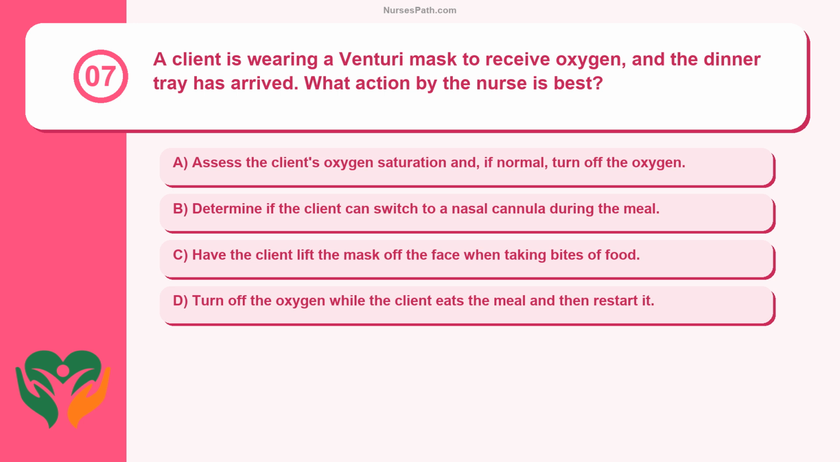Question 7. A client is wearing a Venturi mask to receive oxygen, and the dinner tray has arrived. What action by the nurse is best? A. Assess the client's oxygen saturation and, if normal, turn off the oxygen. B. Determine if the client can switch to a nasal cannula during the meal. C. Have the client lift the mask off the face when taking bites of food. D. Turn off the oxygen while the client eats the meal and then restart it.